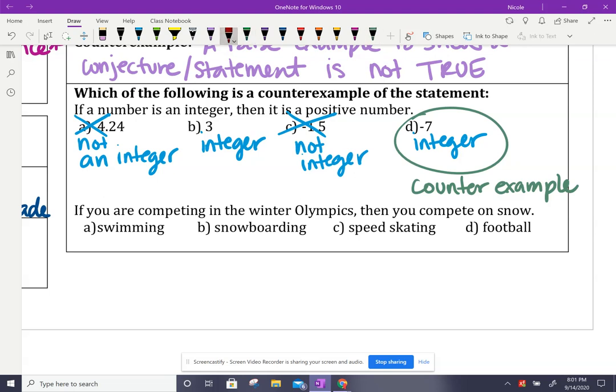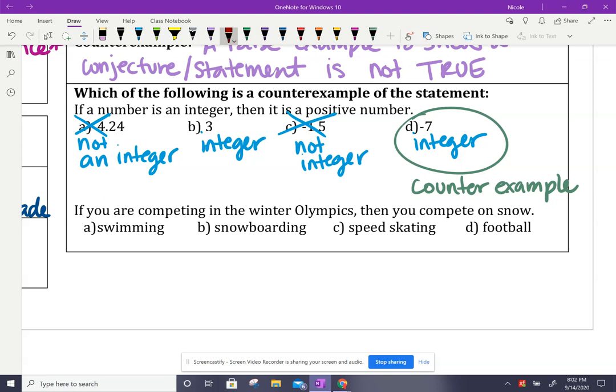And for our second example, this might be a little more clear, but also if you're not super into the Olympics, this might be kind of confusing. If you are competing in the Winter Olympics, so again, just the Winter Olympics, then you must compete on snow. Well, there's several events that happen at the Winter Olympics. Of course, there are things like skiing and snowboarding, but there's also a major event that people watch, and that would be some sort of event on ice. So there's ice dancing, there is speed skating, there are all those things like that.